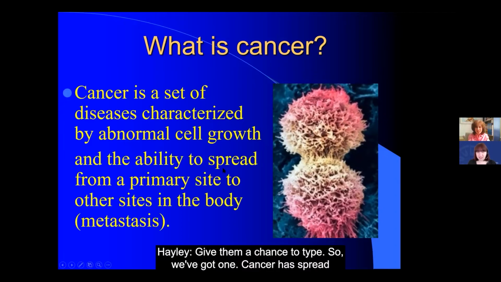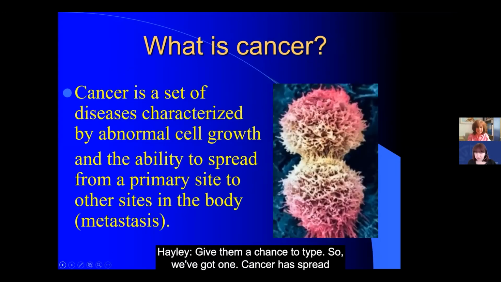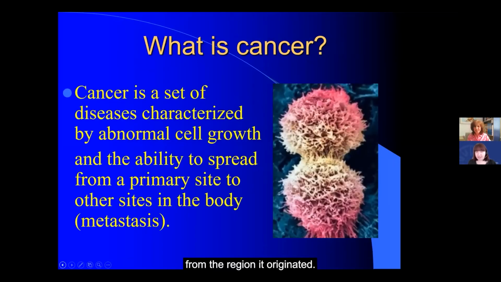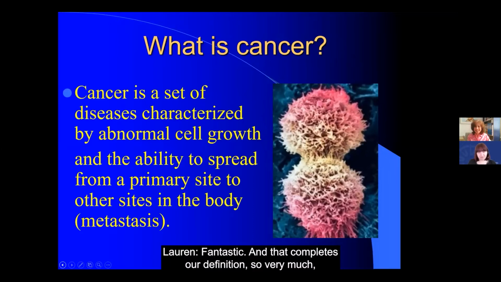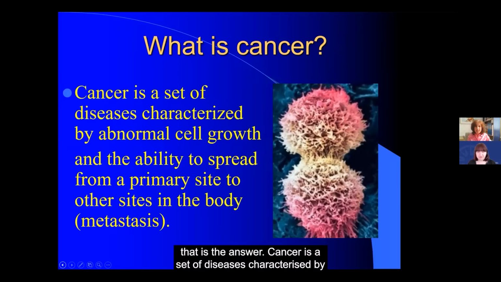We'll give them a chance to type. So okay, we've got one. Oh. So cancer is spread from the region it originated. Fantastic. And that completes our definition. So very much that is the answer. Cancer is a set of diseases characterized by abnormal cell growth and the ability to spread from a primary site to other sites in the body. And we call that process metastasis.